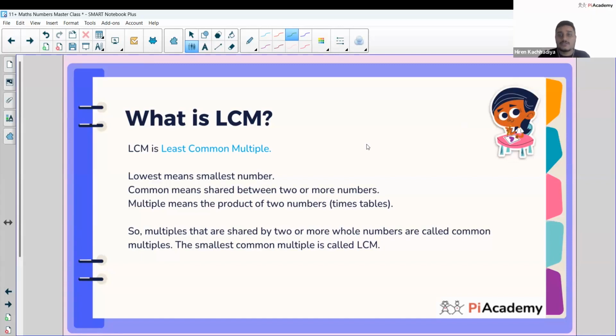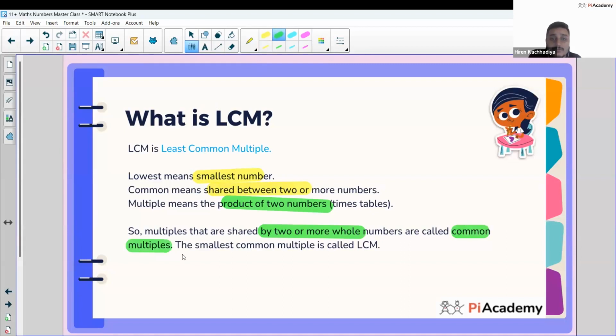Perfect. Well done. So LCM stands for what? Least common multiple. Okay. So least means what? Smallest number. Common means what? That is shared between two or more numbers. And multiples means what? Basically the product of two numbers, right? So multiples that are shared by two or more whole numbers are called the common multiples.